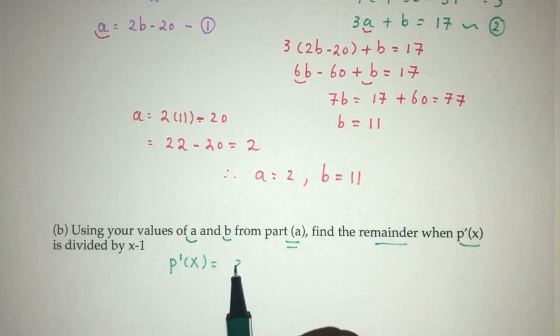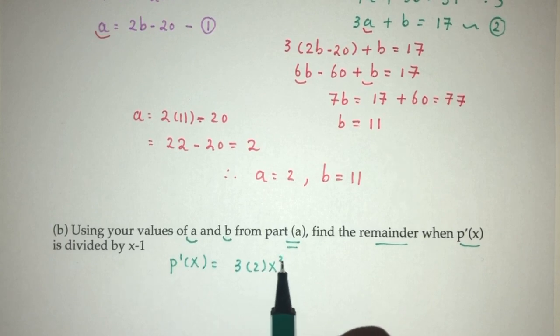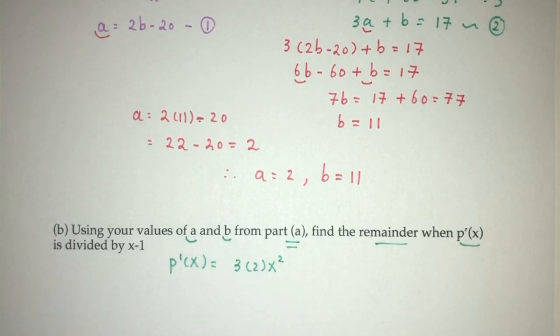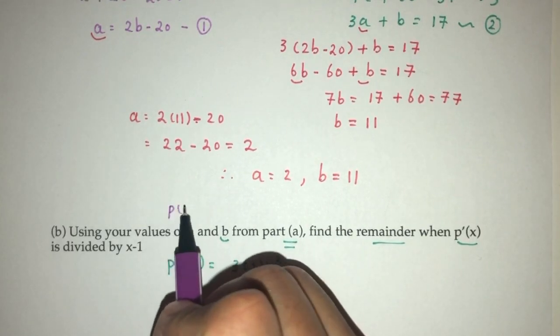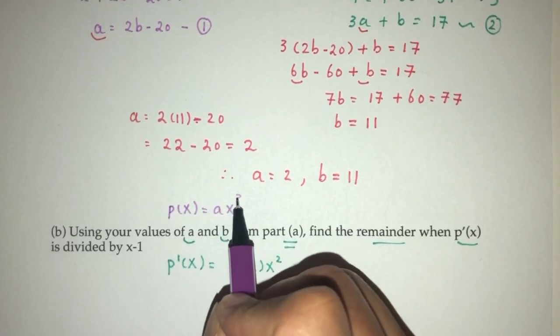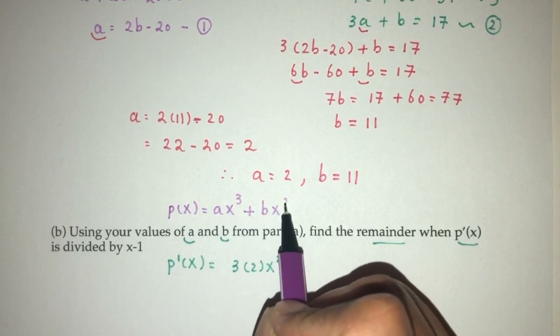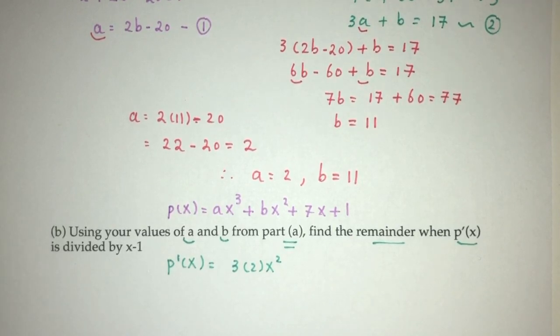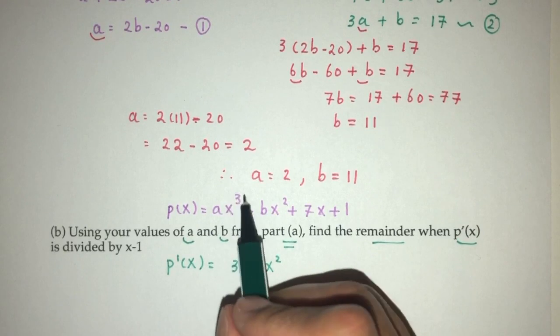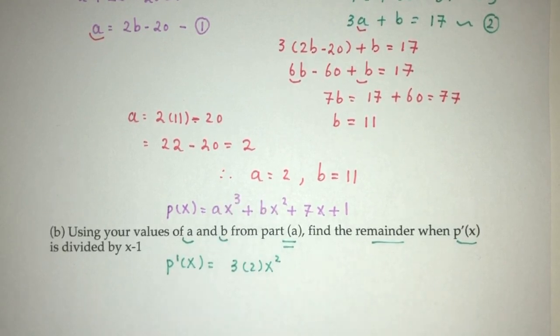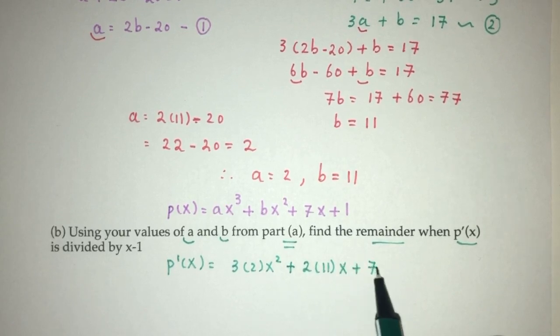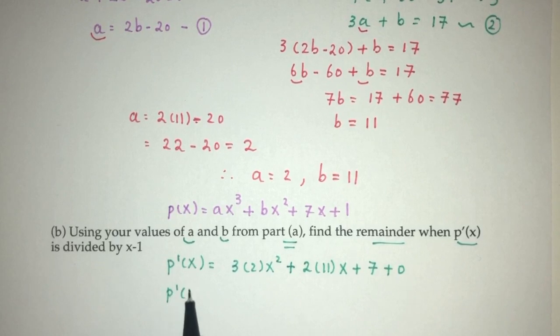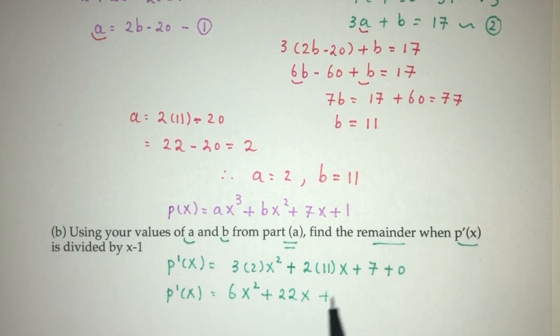That will be 3 times a, which is 2x squared. Because, let me write this down, I don't want to confuse you guys, we know that p of x is ax cubed plus bx squared plus 7x plus 1. Now we know how to find the derivative of this one. First multiply by the power, so a is 2 and x squared. Now plus we have 2b, 11, x plus 7, and that will become 0. So we have p prime of x will be 6x squared plus 22x plus 7.